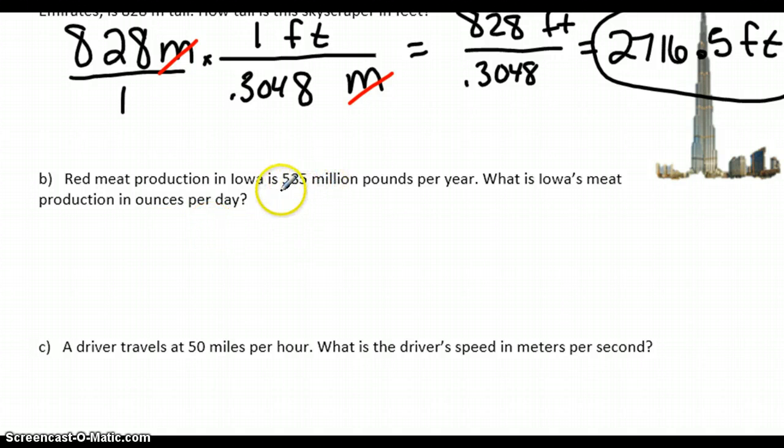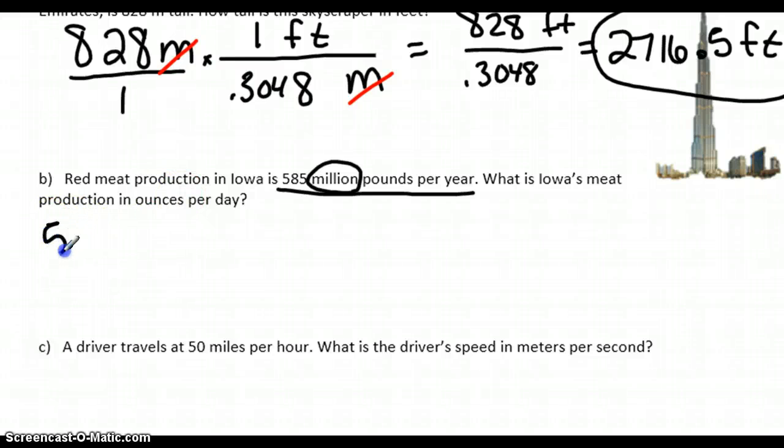Now I'm going to write that we want to be looking at 585 million pounds per year. Now I'm going to actually keep million aside as one of the units. I don't actually want to write out all of the zeros for 585 million. So I'm going to just say that millions is one of my units. And so I'm going to hold on to that one for a second because I'm going to make sure I put my unit in ounces and millions of ounces.